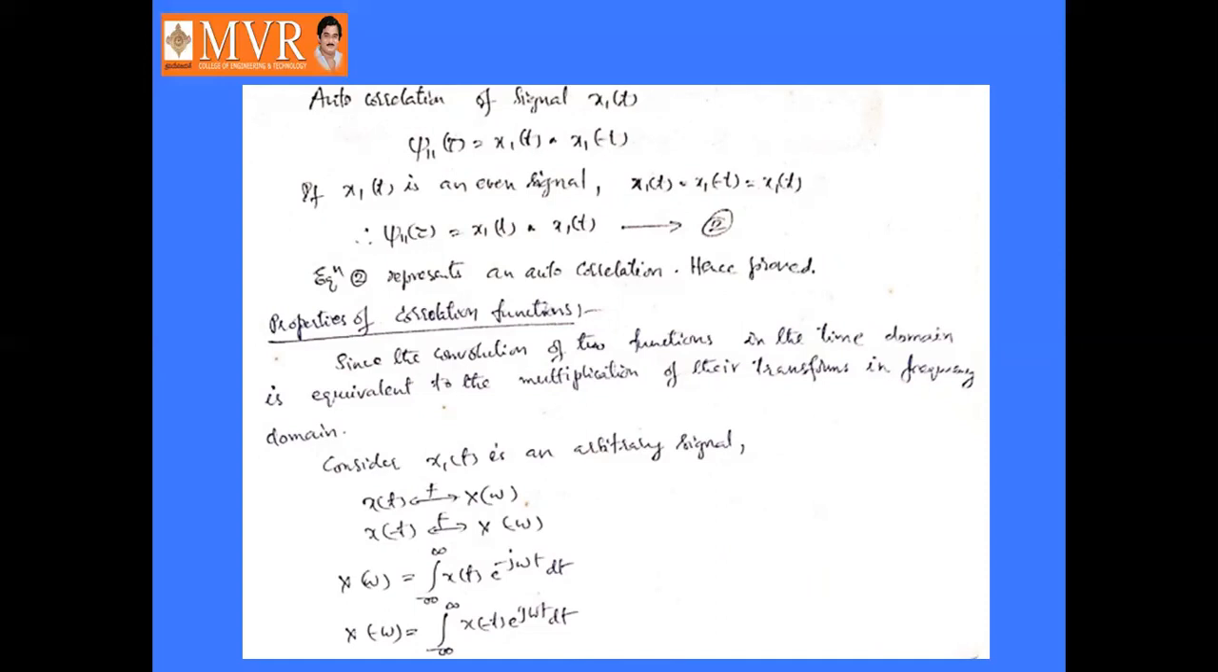Equation number 2 represents an autocorrelation, and that is the relation between correlation and convolution. Next, coming to the properties of correlation functions. What are the properties of correlation functions?